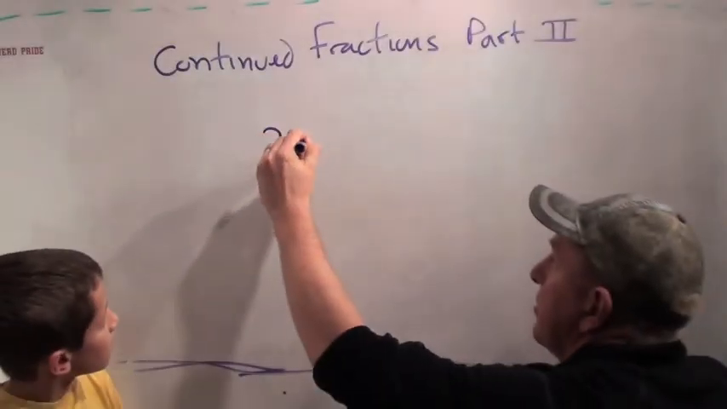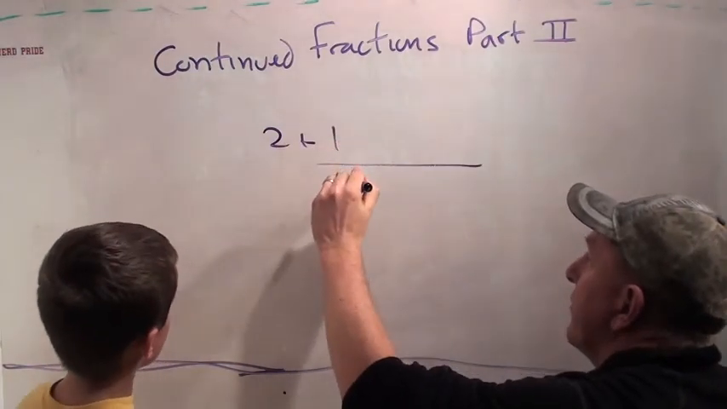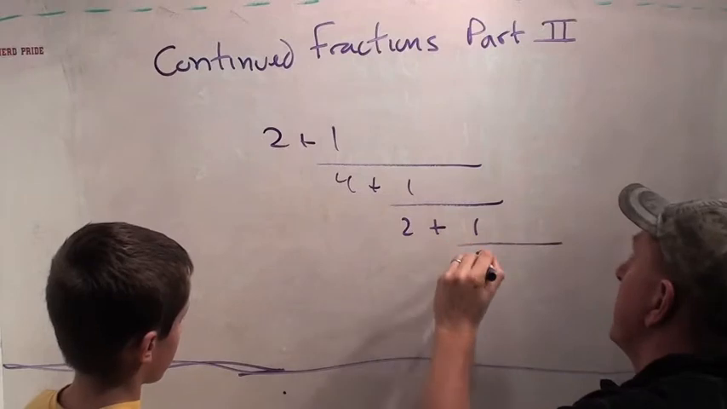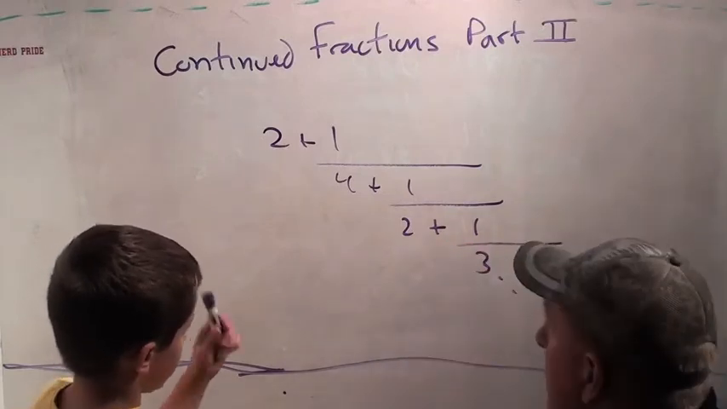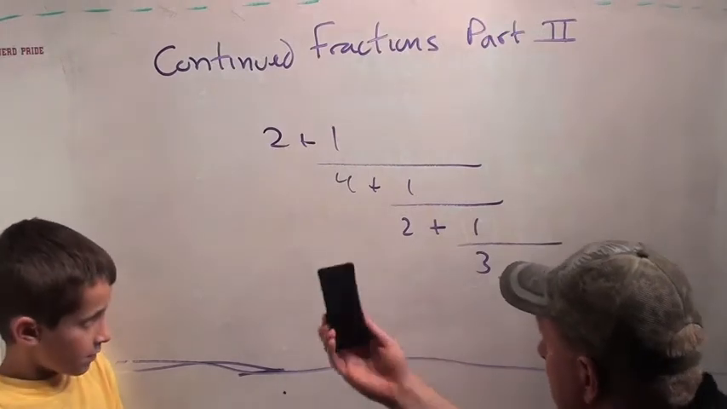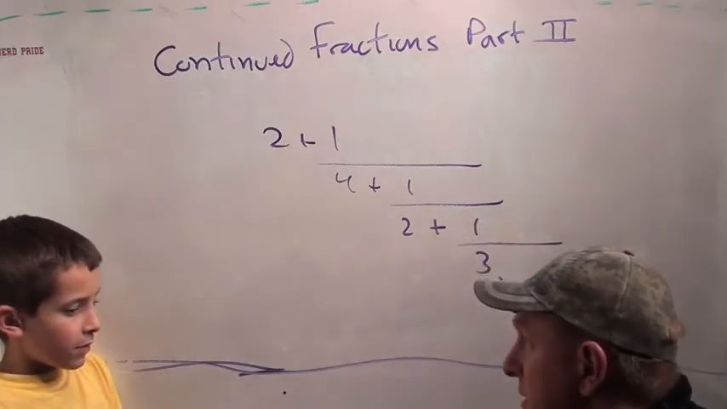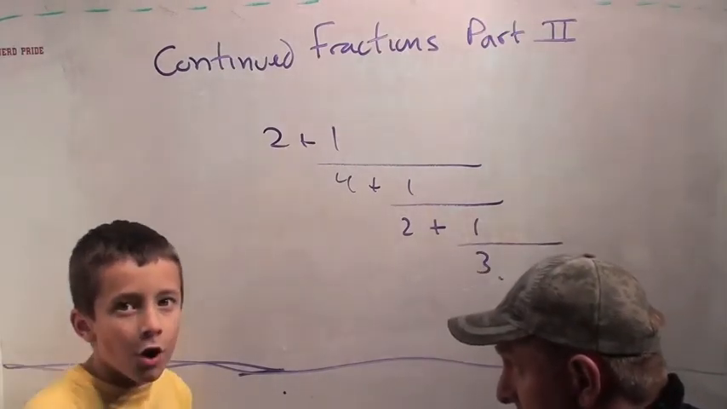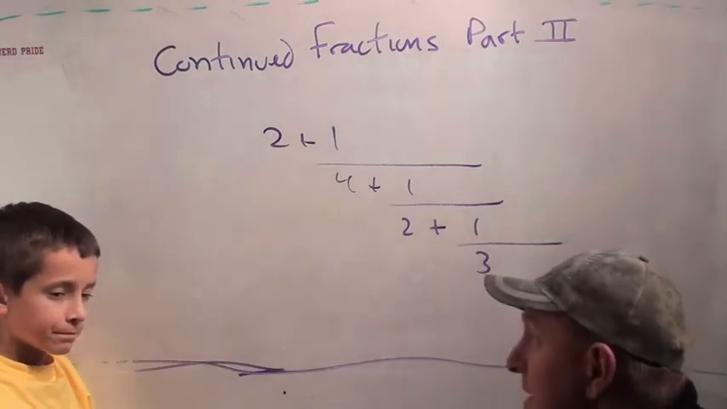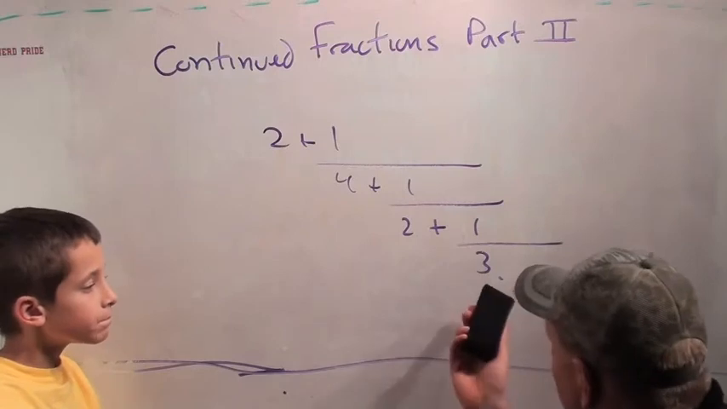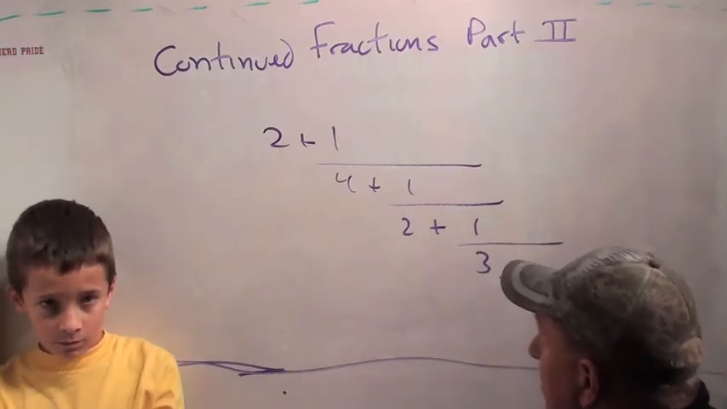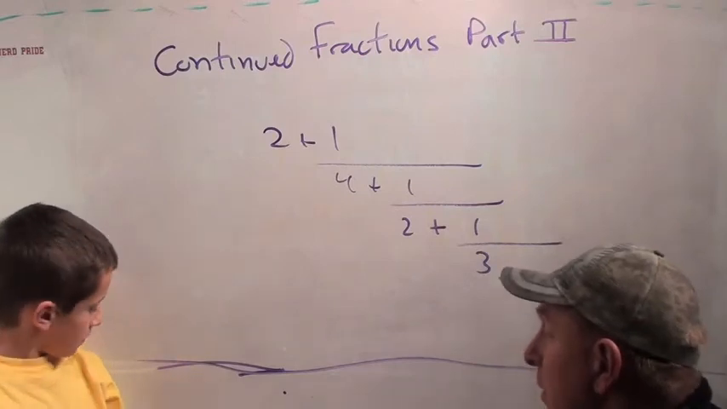So yesterday we learned what a continued fraction was, or actually technically a simple continued fraction. So it was like 2 plus 1 over 4 plus 1 over 2 plus 1 over 3, etc., etc. And we learned how to turn this continued fraction into a regular fraction. And we learned that continued fractions can go on forever. It turns out to be a little tricky to evaluate this, so we're going to learn a better way to do it today.